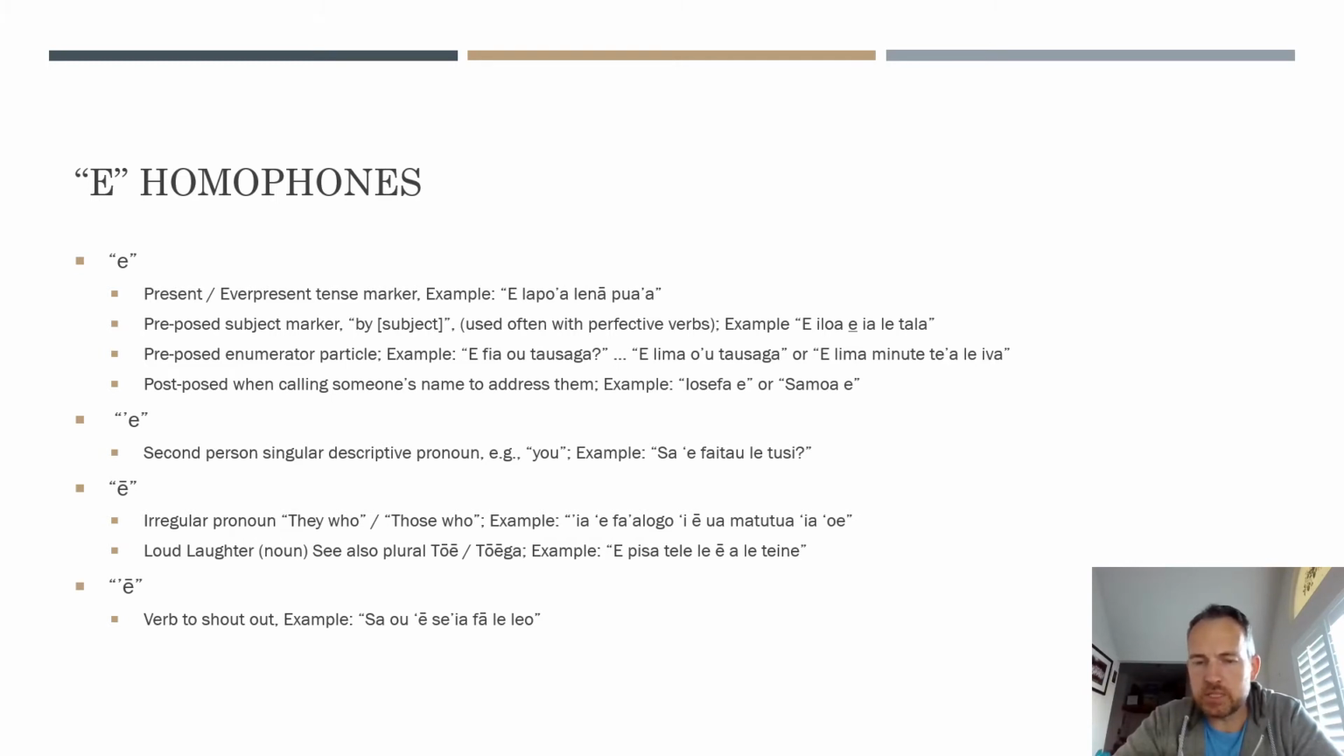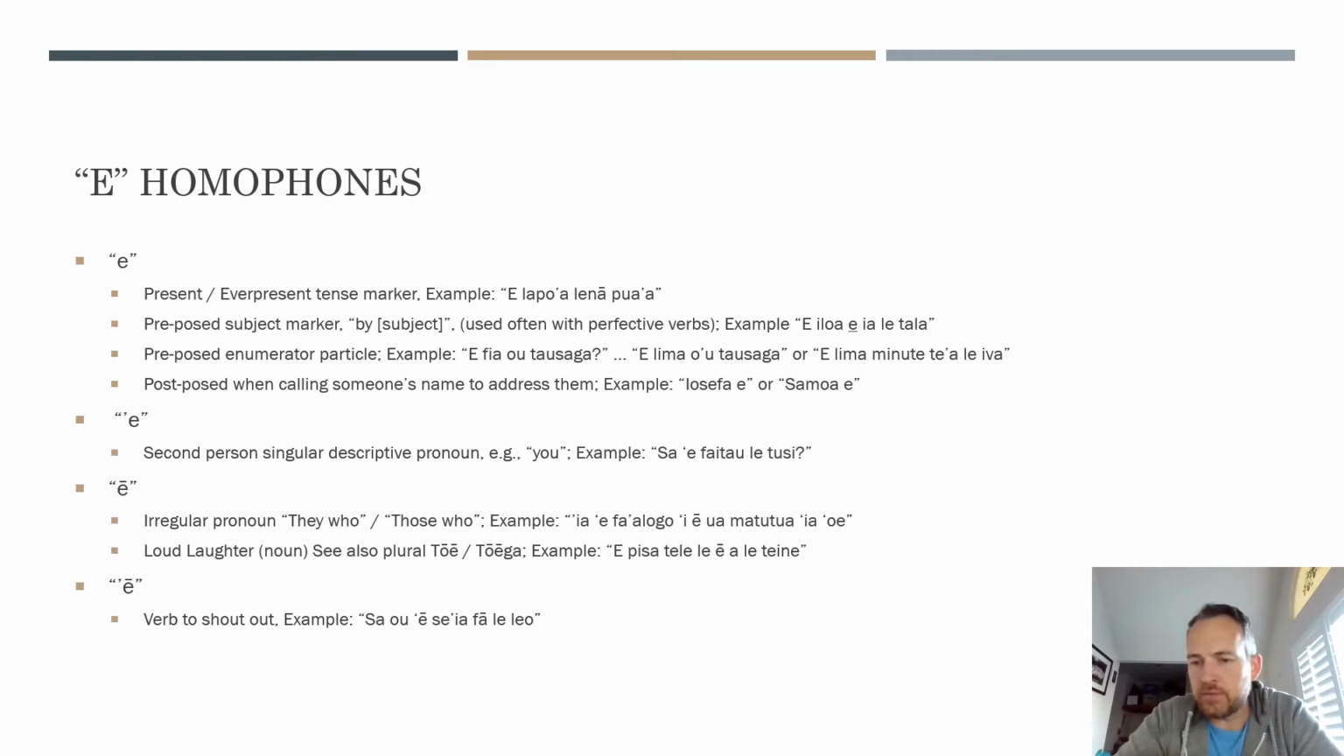Sa e faitau tusi. Sa is our past tense marker. E means you, and it's always preposed to the verb. Faitau in this case is our verb and it means to read. Tusi is the book. So this is just asking, did you read the book? Sa e faitau tusi.